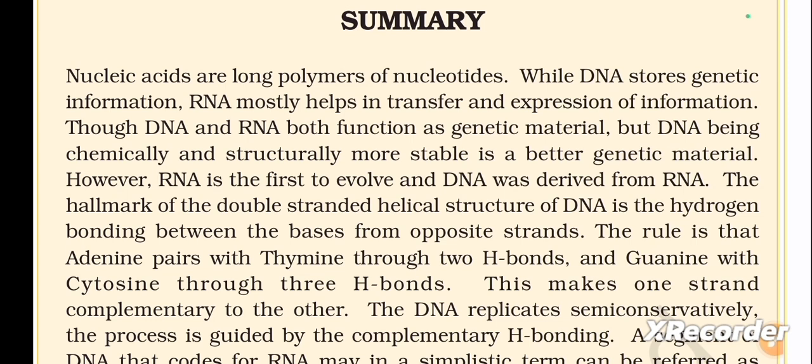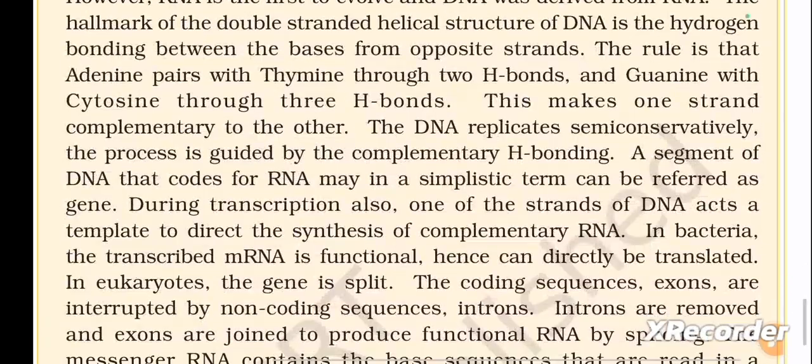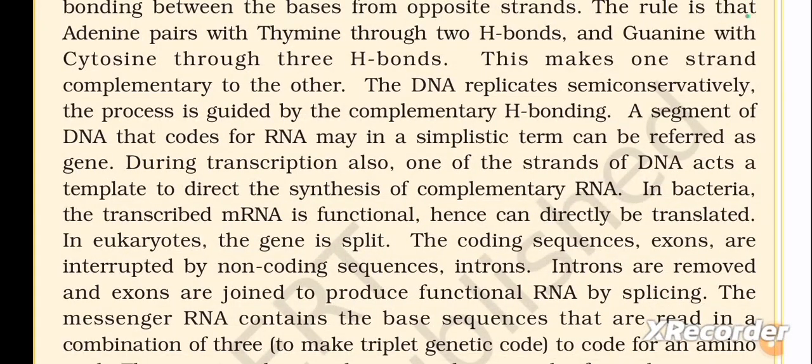The hallmark of the double-stranded helical structure of DNA is the hydrogen bonding between the bases from opposite strands. The rule is that adenine pairs with thymine through two hydrogen bonds and guanine with cytosine through three hydrogen bonds. This makes one strand complementary to the other. The DNA replicates semi-conservatively. The process is guided by the complementary hydrogen bonding.